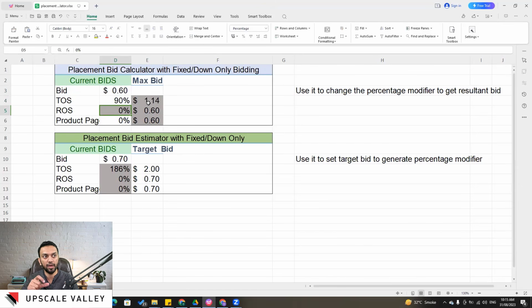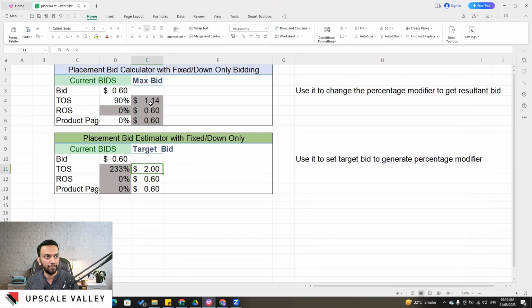So you can see the final bid after putting in the placement, and before executing the changes, you can play around in this sheet and check what's going to be your final bid. For this section below, let's say I want to play a bit differently. Like I discussed in the above example, my bid here is 60 cents, and for product pages I want to keep it the same, 60 cents. For rest of search we cannot change it, so it goes without saying it's going to be the same.